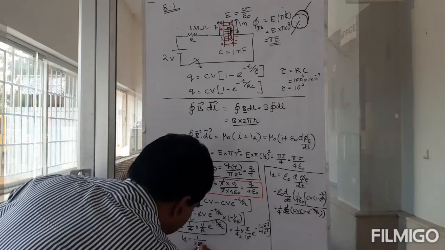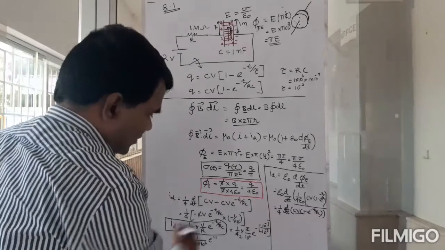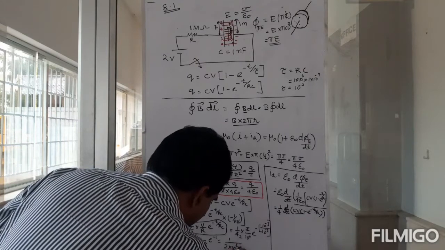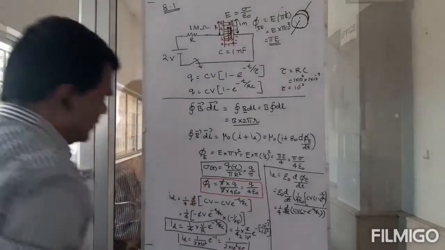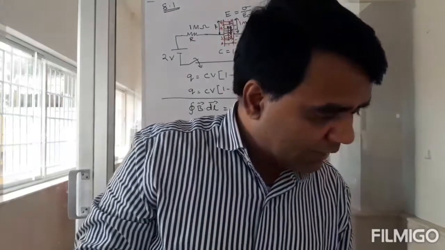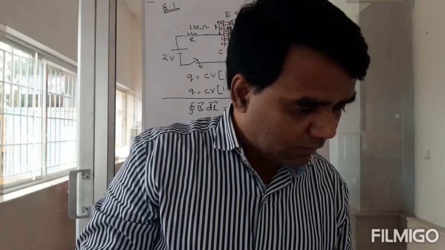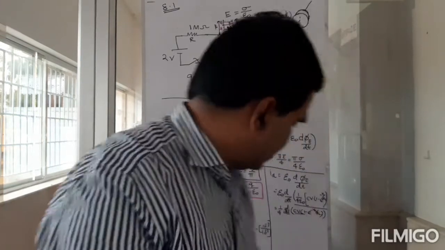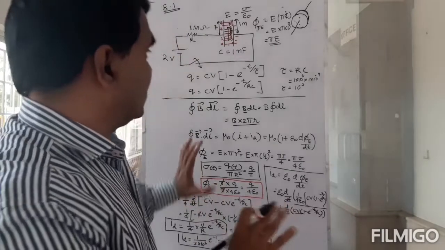So your ID is equal to 1 by 2 into 10 power 6, then e to the power minus 1. Or you can say 1 by 2 into 10 to the power 6 into e. That's your current, that's the displacement current. They have not calculated it, they just kept 0.5 into 10 power minus 6 into e to the power minus 1. So that's the displacement current I am calculating.